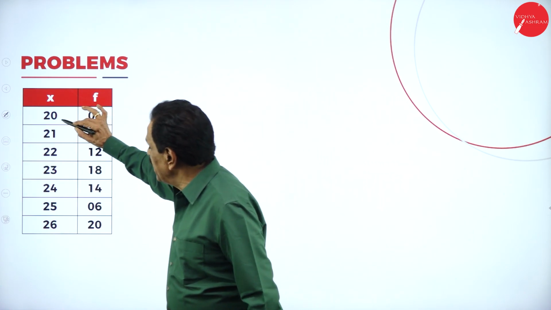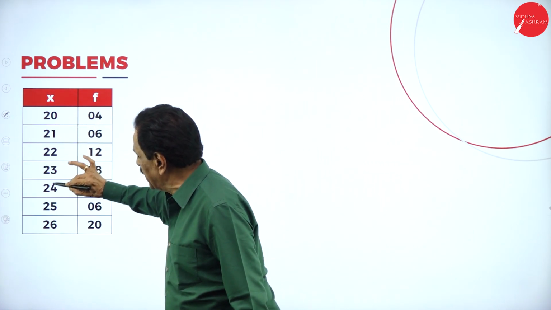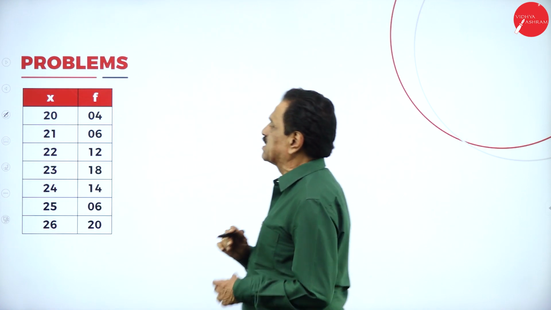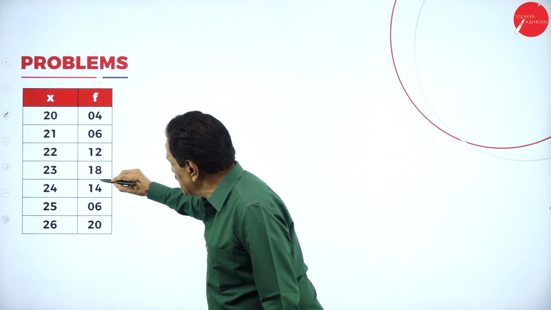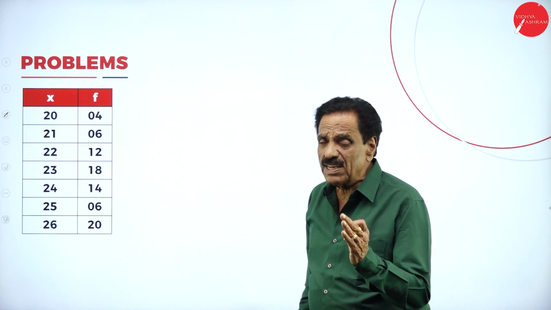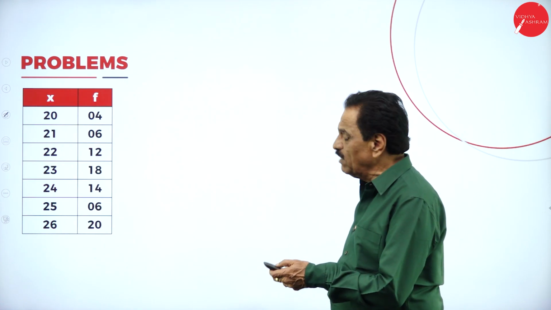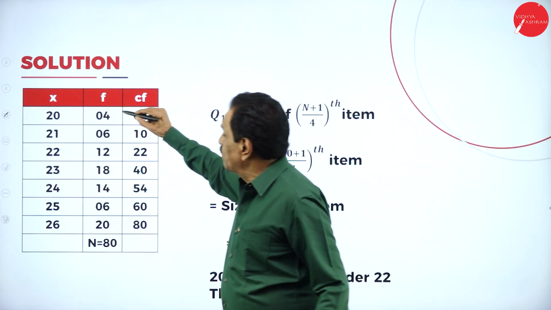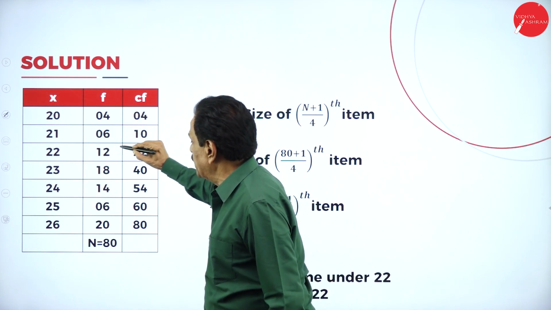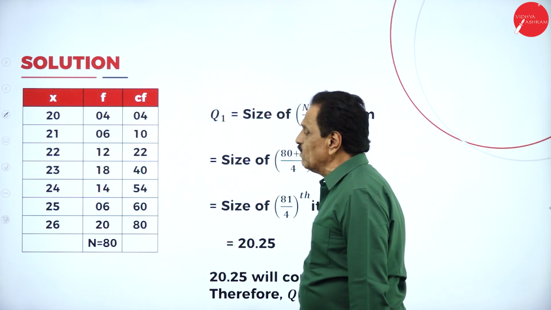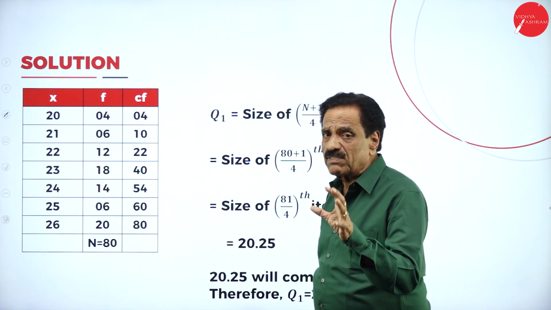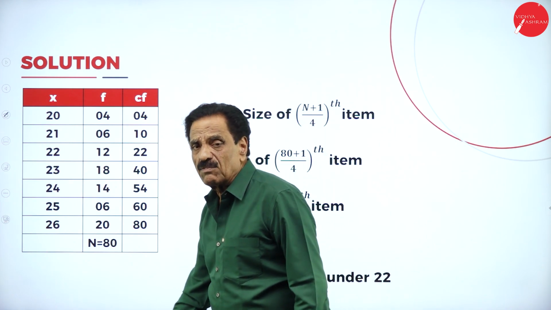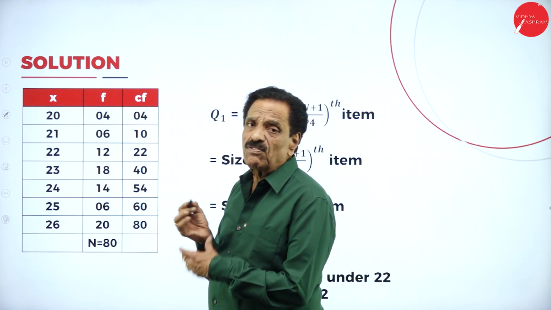X is 20, 21, 22, 23, 24, 25, 26. Then your frequency is 4, 6, 12, 18, 14, 6 and 20. What is the first step to do? Add the frequency. Then you have to make the cumulative frequency. CF means cumulative frequency.